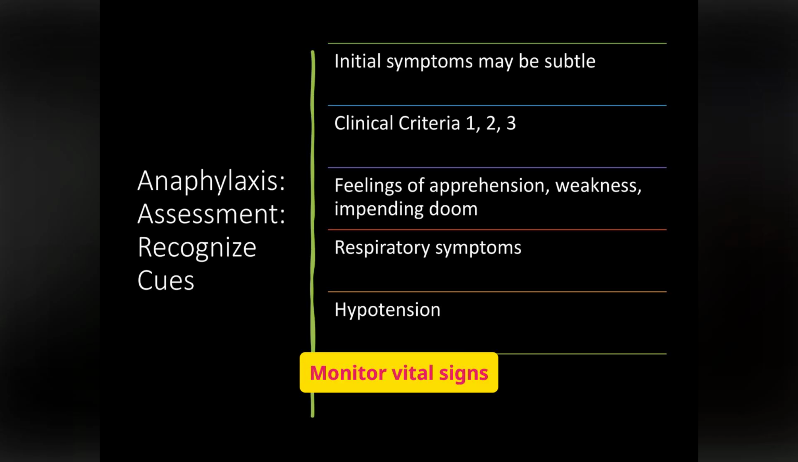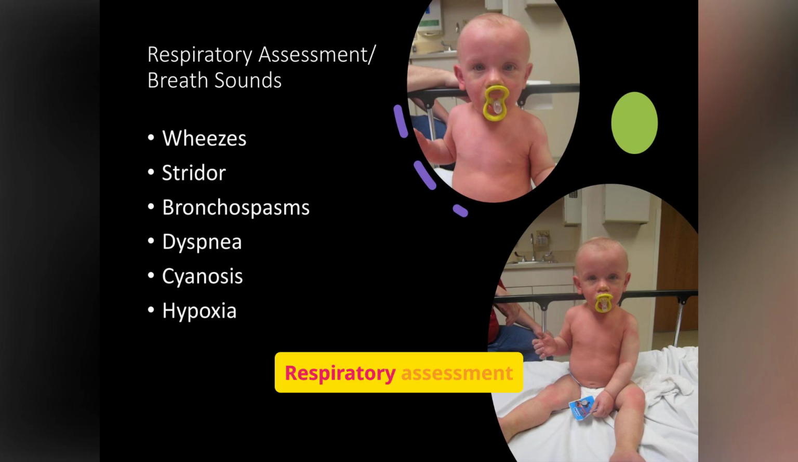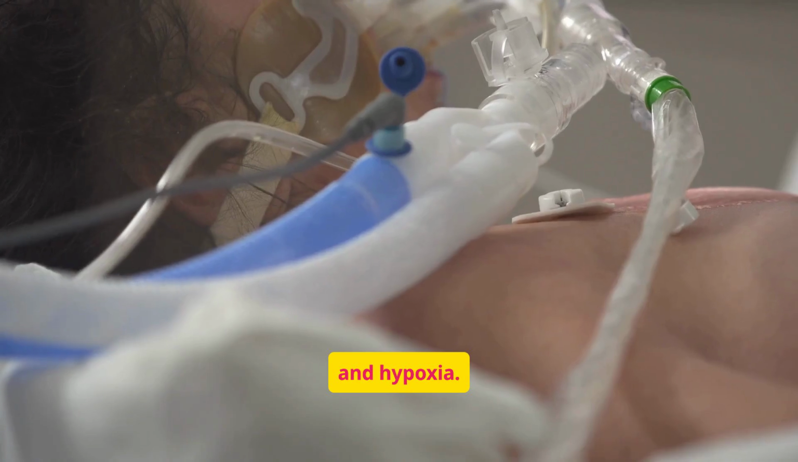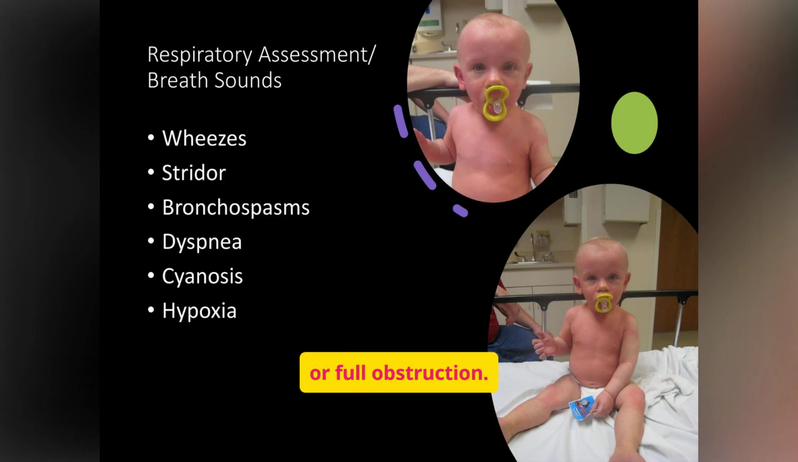Monitor vital signs closely and be ready to escalate care immediately if signs worsen. Assessment of allergic reactions often involves observing skin manifestations like rashes and hives. These can be intensely itchy and uncomfortable for the patient. Respiratory assessment is crucial in allergic reactions. Listen for wheezes, stridor, and signs of bronchospasm, dyspnea, cyanosis, and hypoxia. Breathing changes can signal airway narrowing or full obstruction.